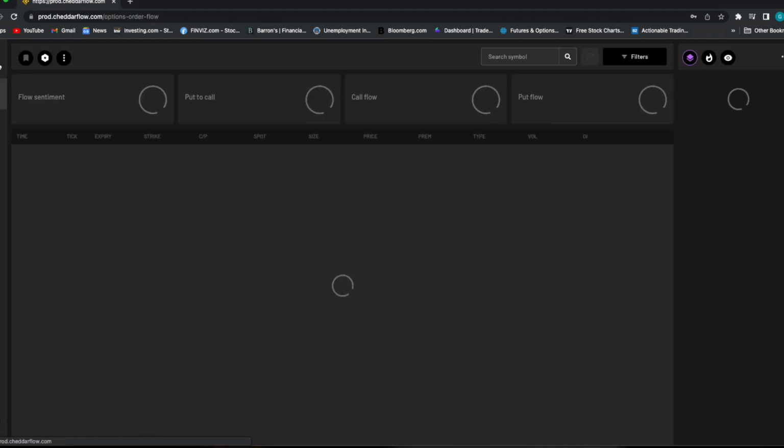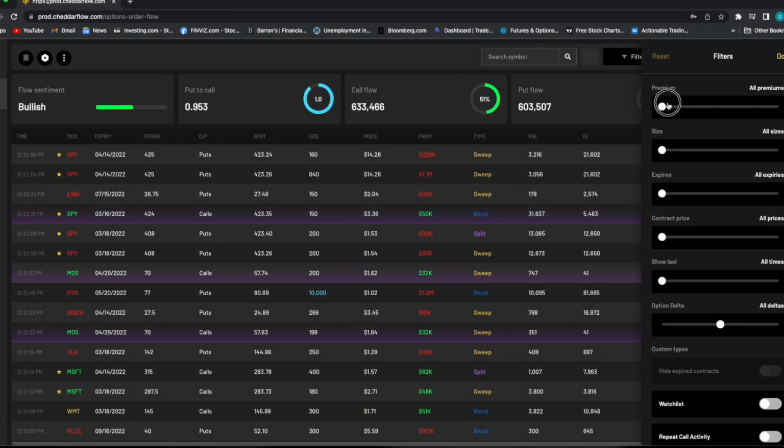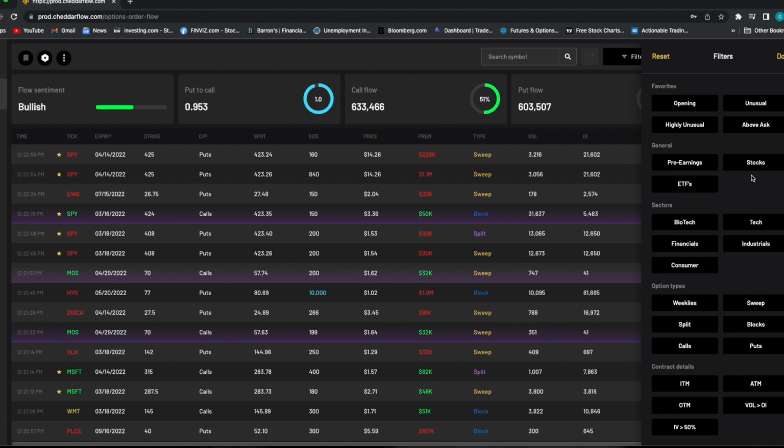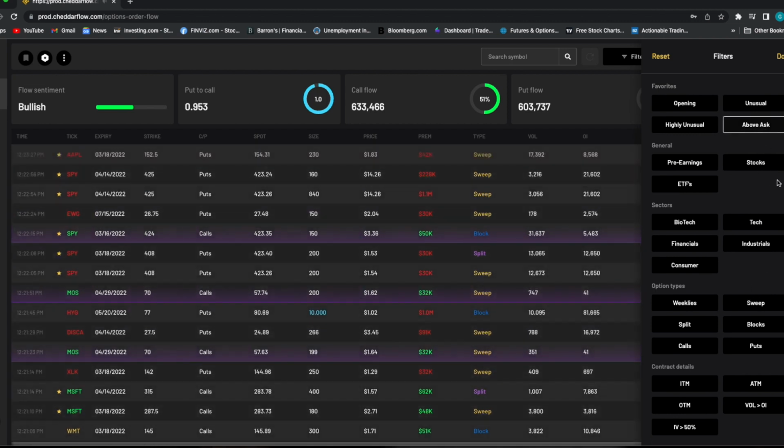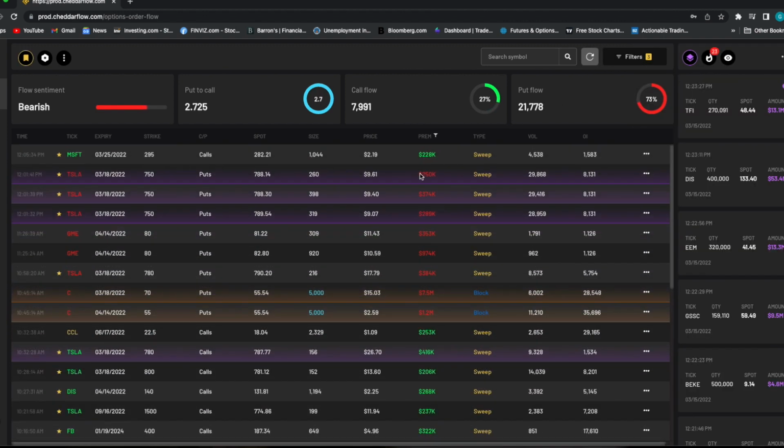The way I use it is, like I explained to you guys, I only focus on the premium over 200,000 and above the ask, okay, and I focus on everything, right? If you want to just focus on stocks, you can do that as well. You can just highlight stocks so it doesn't show you ETF flow, right? So let's just say we hit stocks, right? It tells you then what stock flow is coming in, right? And this is important to watch as well, right?